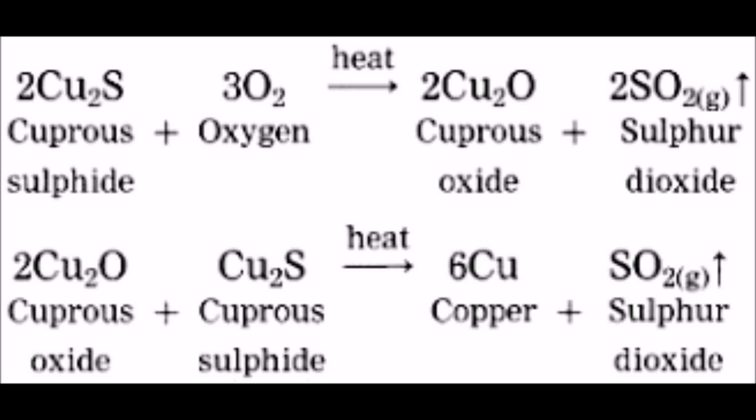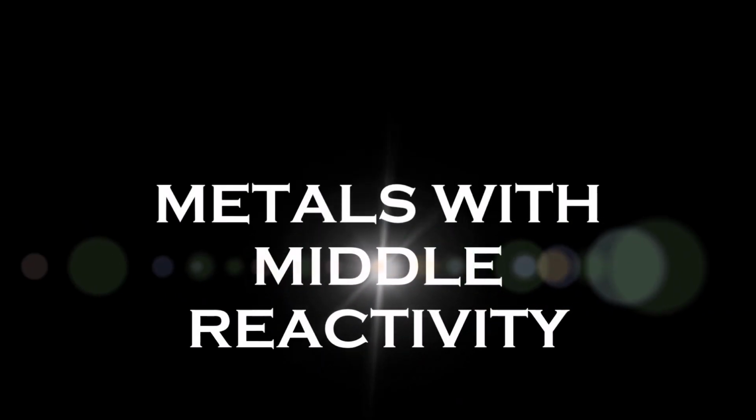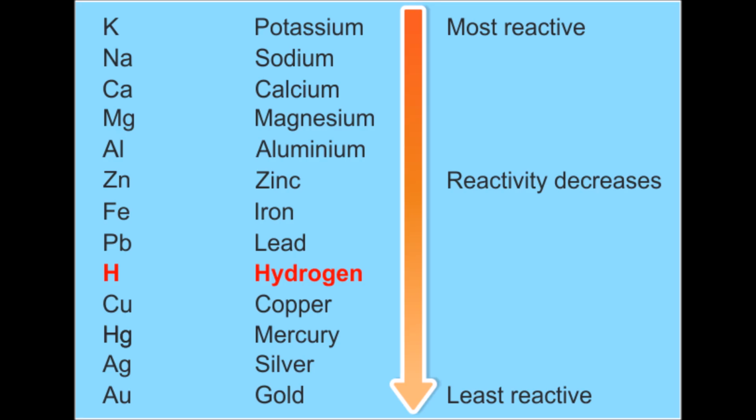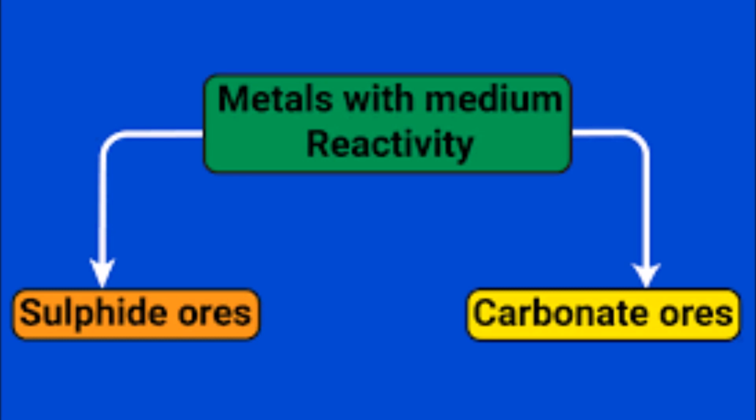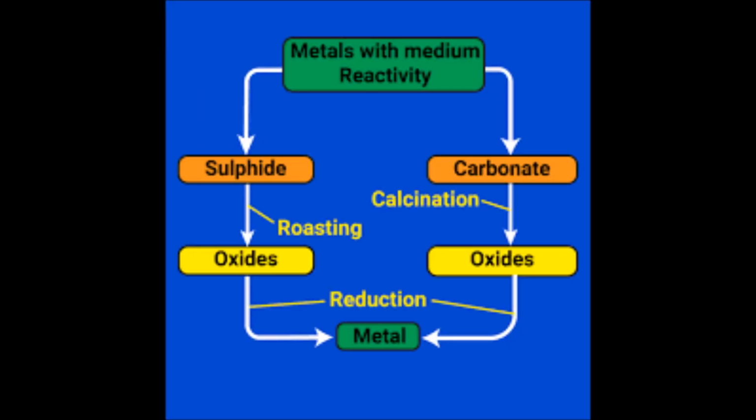Now, let's learn about extracting metals in the middle of the activity series. The metals in the middle of the activity series such as iron, zinc, lead, copper, etc. are moderately reactive. These are usually present in the form of sulfides or carbonates in nature. It is easier to obtain a metal from its oxide as compared to its sulfides and carbonates. Therefore, prior to reduction, the metal sulfides and carbonates must be converted into metal oxides first.